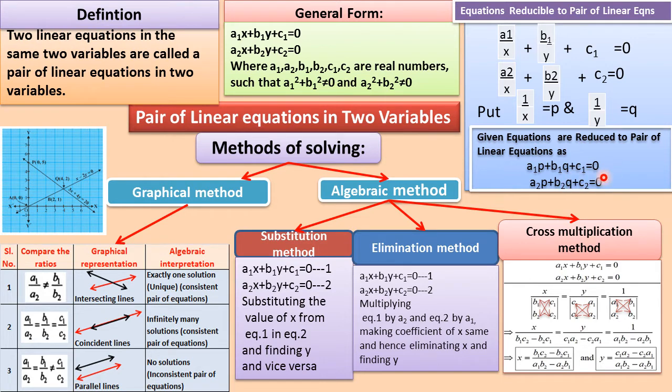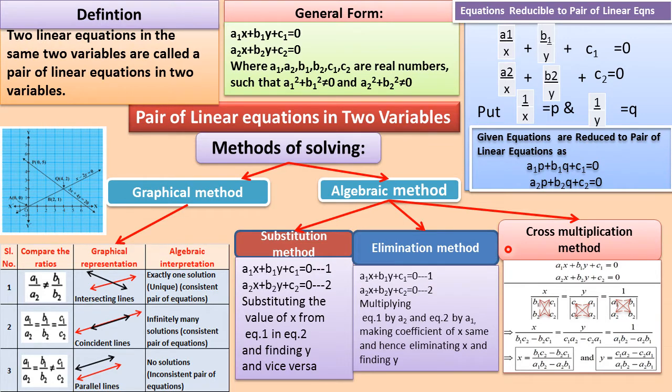Once I convert this, I will finally be able to solve by using any of these four methods, either the graphical method or the algebraic method. I will be able to simplify and find the value of p and q. Once I get the value of p and q, again take the reciprocal such that I will be able to get the value of x and y. So this is the method of solving the pair of linear equations.